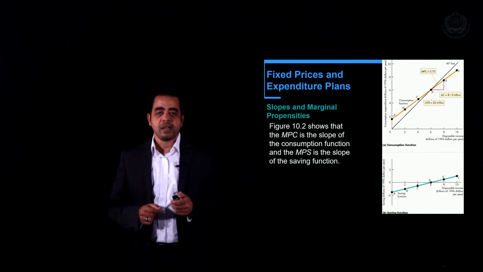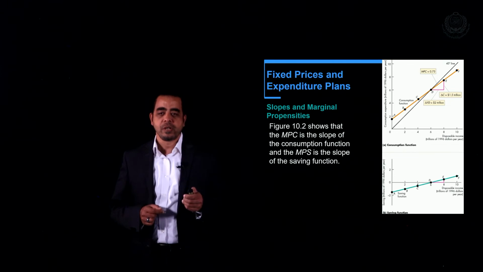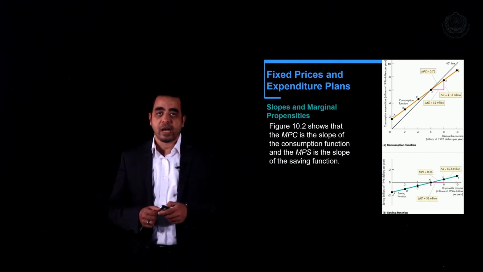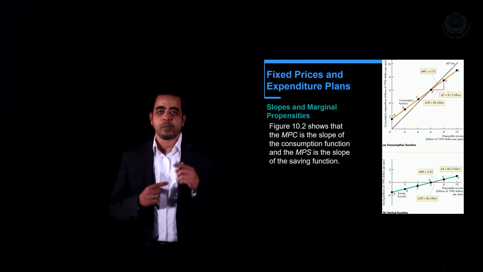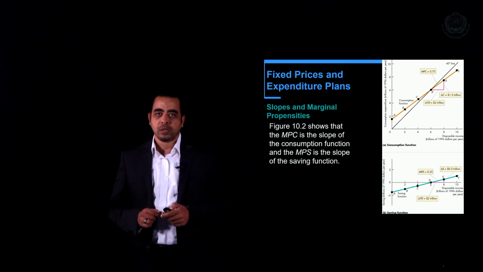Let's see how we can do the same for the saving function. And here we have the MPS, which will equal 0.25, and as you can see, the summation of both will equal 1.